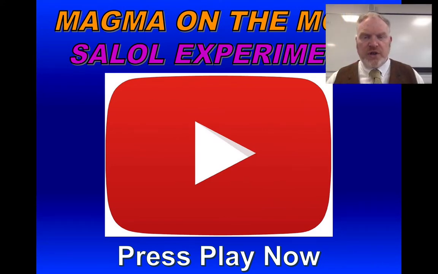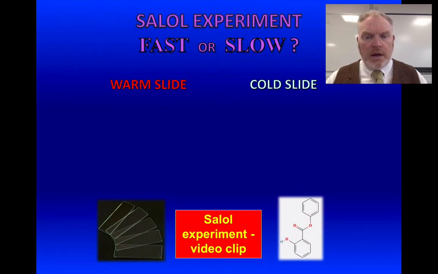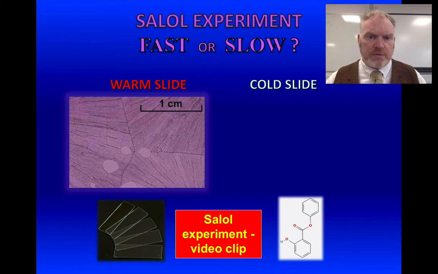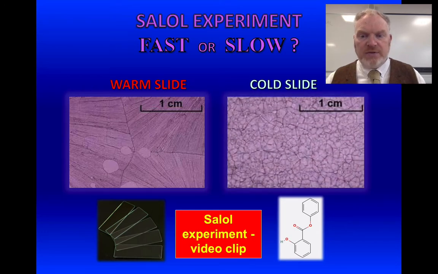Okay then, having watched that video, let's look at some results. If we drop the salol on a warm slide, we can see crystals that look a little like this. You can see these crystals are really quite large, over 1 centimetre across. Now, if we drop the same liquid on a microscope slide that's been in a freezer, so it's much colder, we see a mass of crystals that are much, much smaller. The ones in this particular example are maybe 1 or 2 millimeters across.